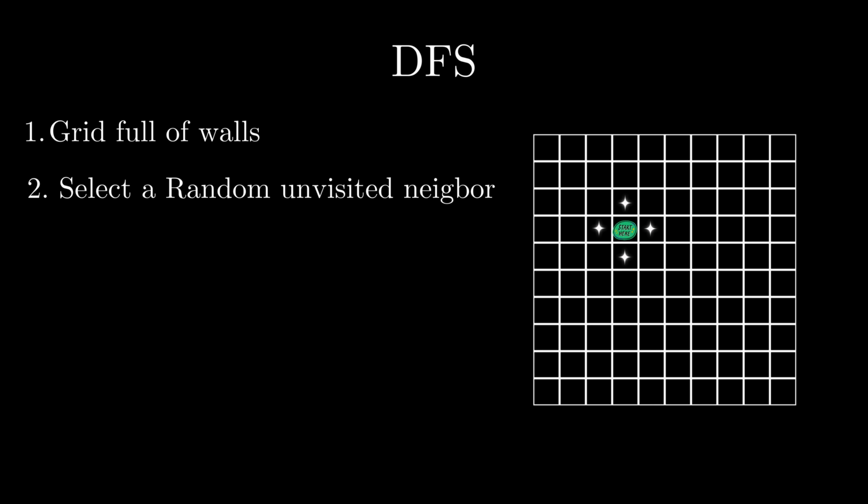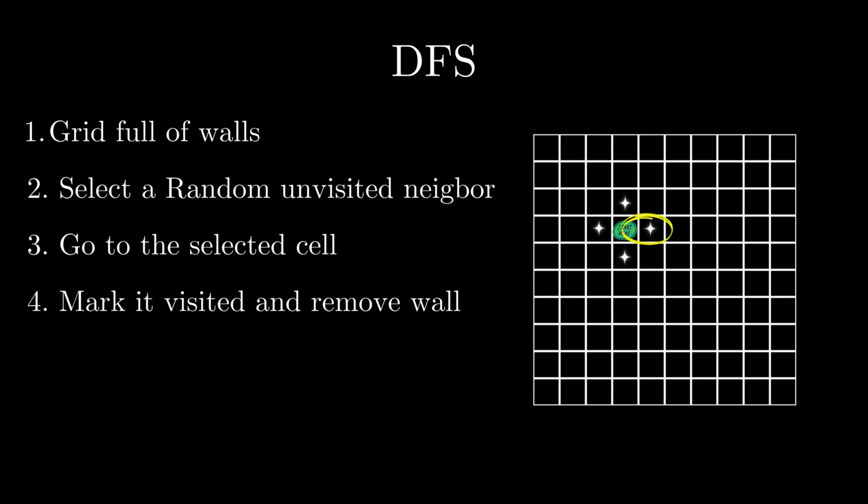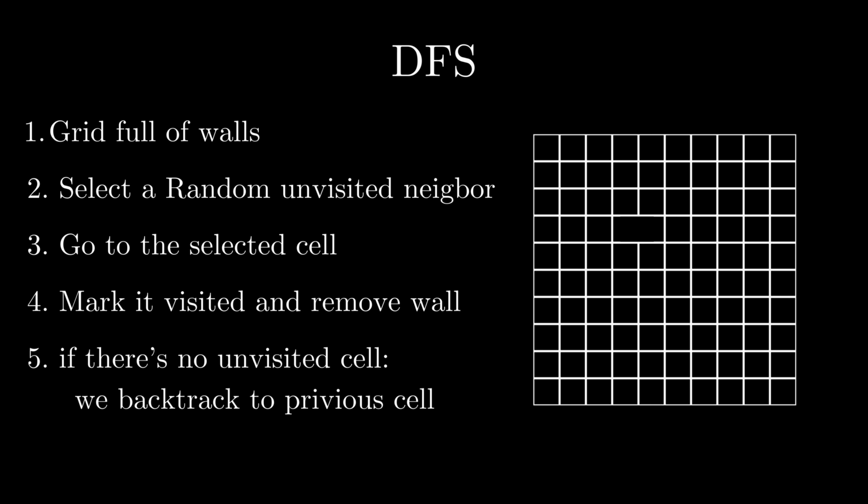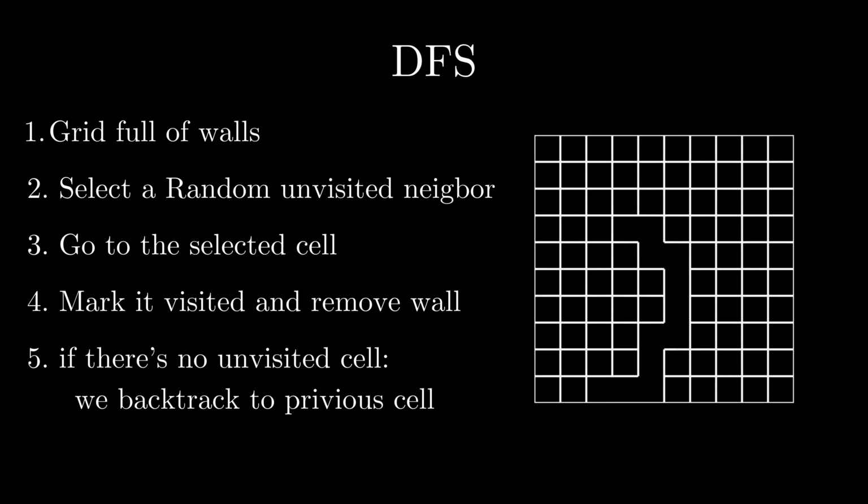To generate a maze using the depth-first search, or DFS algorithm, we start with a grid where every cell is surrounded by walls. We select a random starting cell, mark it as visited, and then look at its neighboring cells. From these neighbors, we randomly choose one that hasn't been visited yet, move to this cell, mark it as visited, and remove the wall between the current and chosen cell to create a passage. If we encounter a cell with all neighbors visited, we backtrack to the previous cell and continue the process.